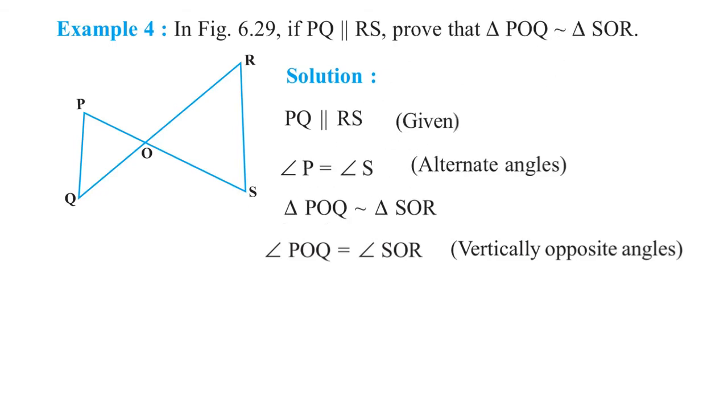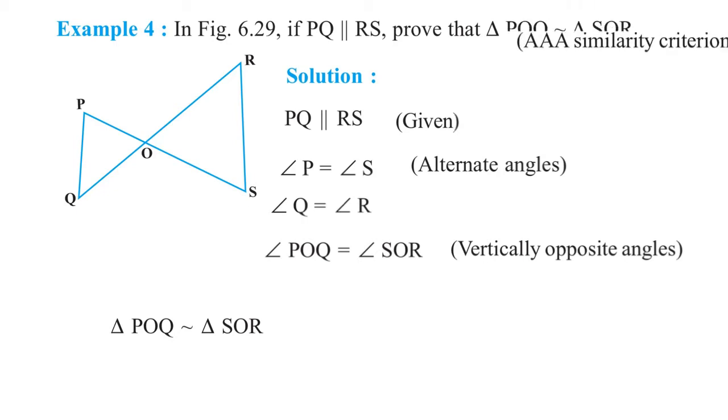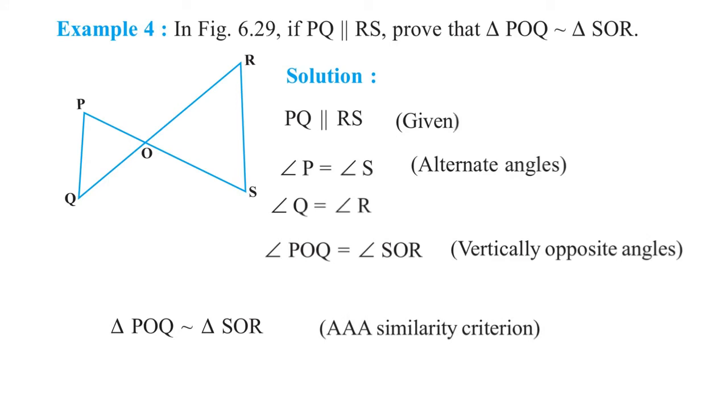So can I say triangle POQ is similar to triangle SOR? According to which criteria? According to angle, angle, angle similarity criterion. That's great. This is how we go about proving such problems step by step. Let's look at a few more problems further.